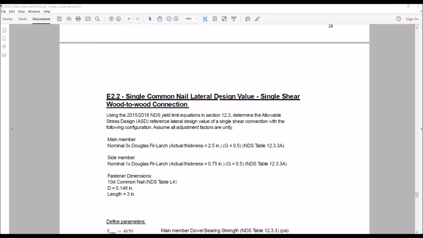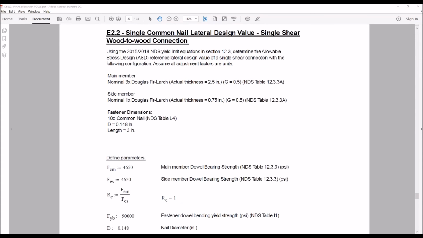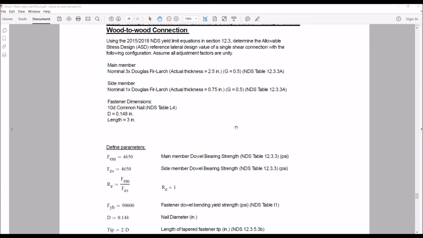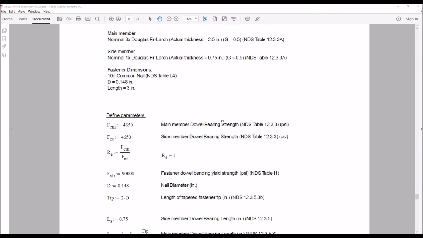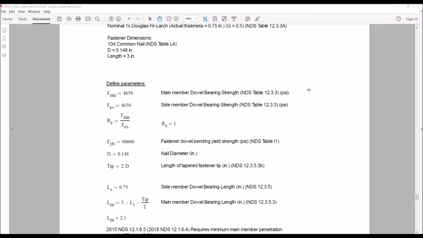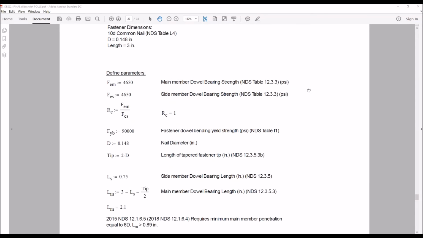So the first thing we need to do when dealing with the NDS yield limit equations in section 12.3 is define all of our inputs. And for those of you that have done one of these analyses by hand, you know that there's a lot of equations, there's a lot of bookkeeping, a lot to keep track of. So MathCAD or Excel, these are great programs that you can use to develop these analyses.